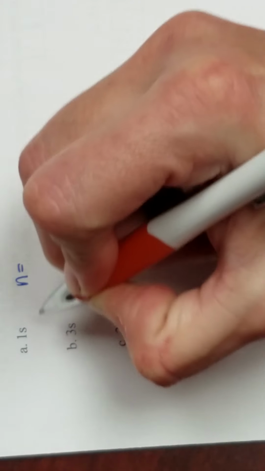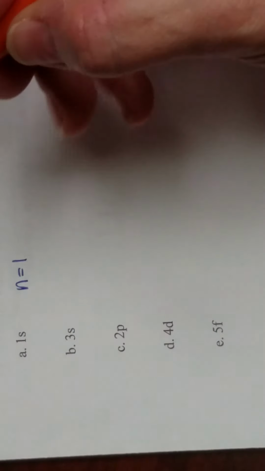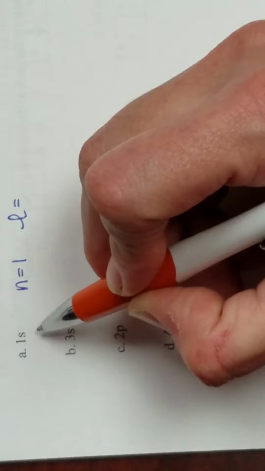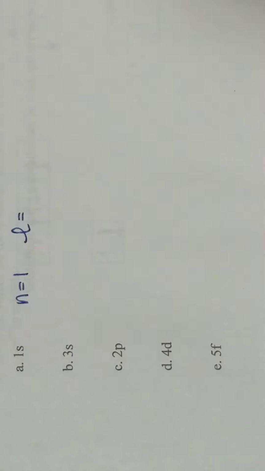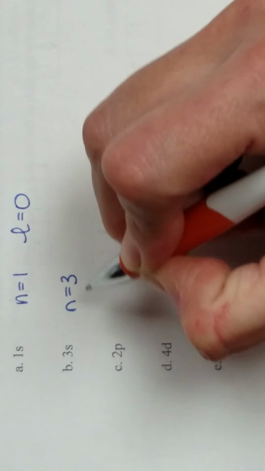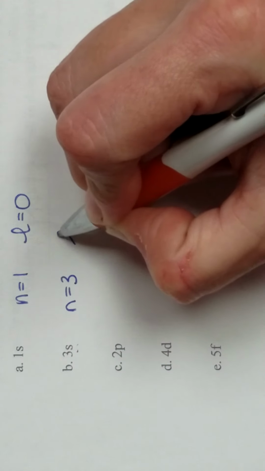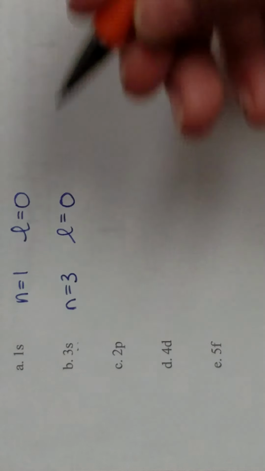So n is just going to be equal to the number that's here. So for A, n would be equal to 1. And then our L is going to correspond to the letter here. Remember that if we have an S, L is always 0. Okay. So in B, our n is going to be 3. We see S here again, so L again is 0.